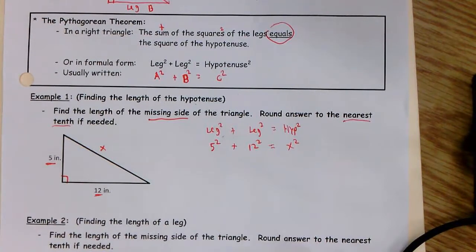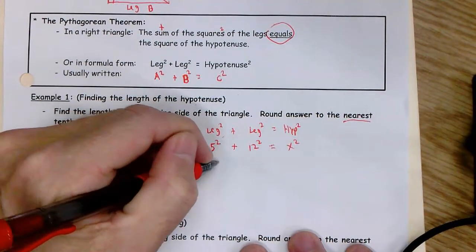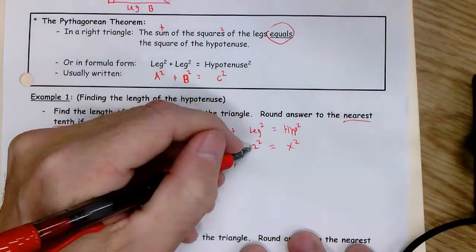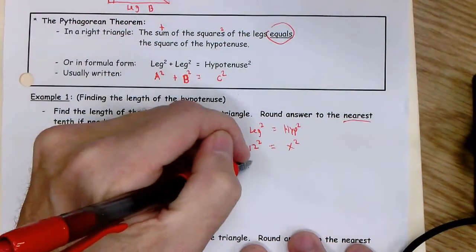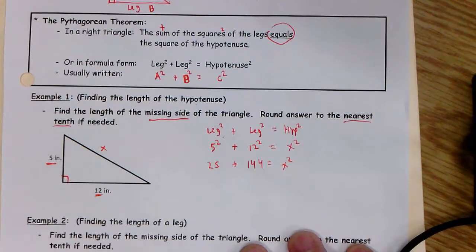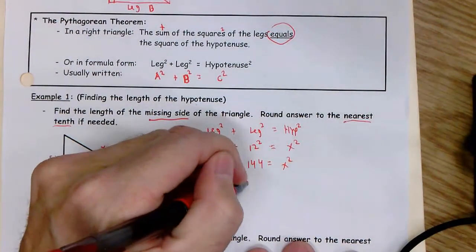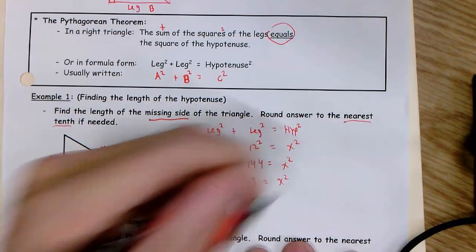So we solved equations like this in Chapter 4, though we have not taken a test on that chapter yet, so we'll see how this goes. The first thing you would want to do is you would want to simplify the squares. 5 squared is 25. 12 squared, that's 12 times 12, that's 144. And of course you can add those together. So we would keep simplifying this, and I would get 169 when I add those together.